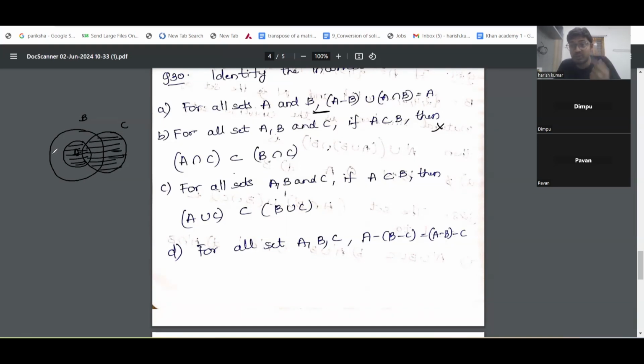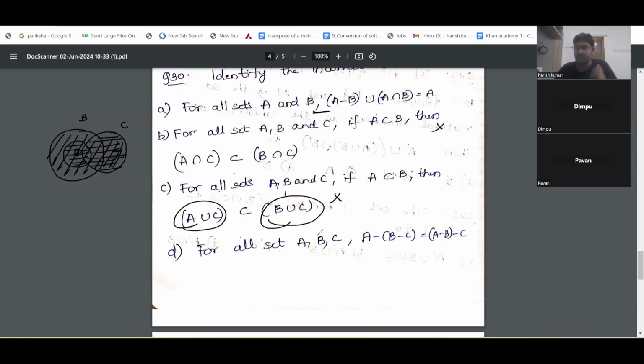Now what is B union C? B union C will be this entire part. So clearly A union C is lying inside B union C. Yes or no? Yes, sir. So A union C is a subset of B union C. So this is also a correct statement. Again, he is asking for the incorrect statement, so this cannot be our answer.